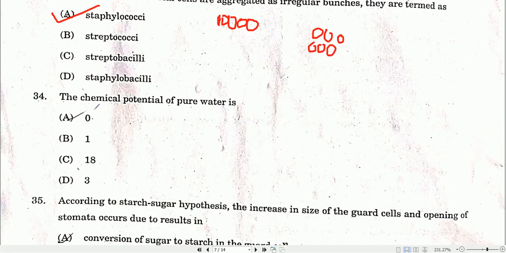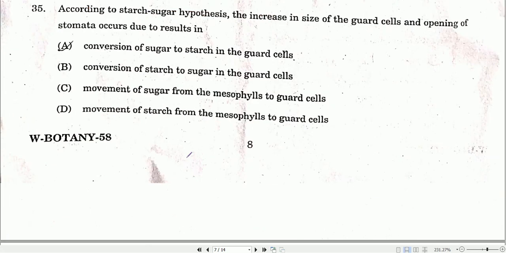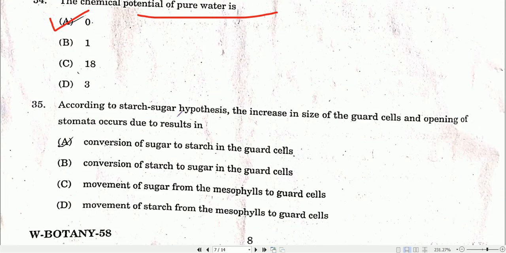Question number 34, the chemical potential of pure water. Okay, so the chemical potential of pure water will be 0 and that is the maximum one. So option A will be the correct one. Coming to question number 35, according to the starch sugar hypothesis, the increase in size of the guard cell and opening of stomata occurs due to the conversion of starch to sugar in the guard cell. Option B will be the correct one.